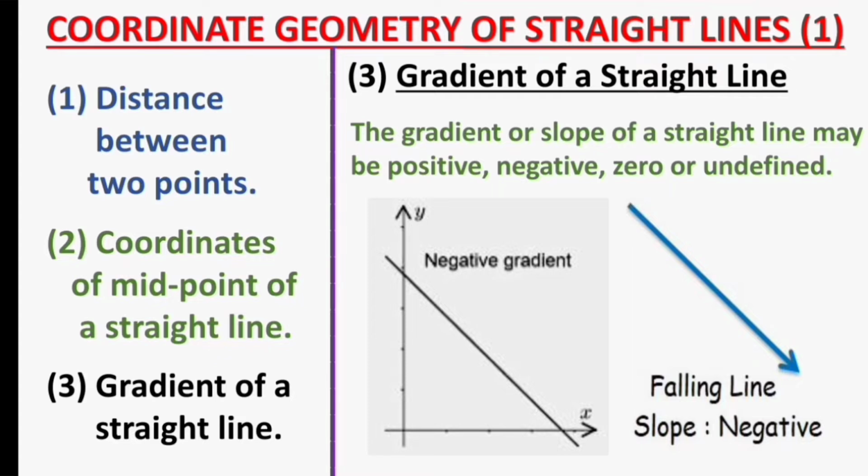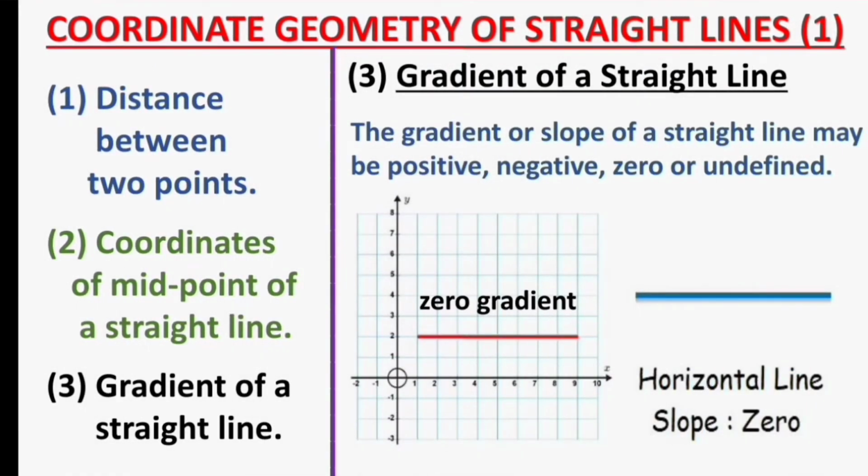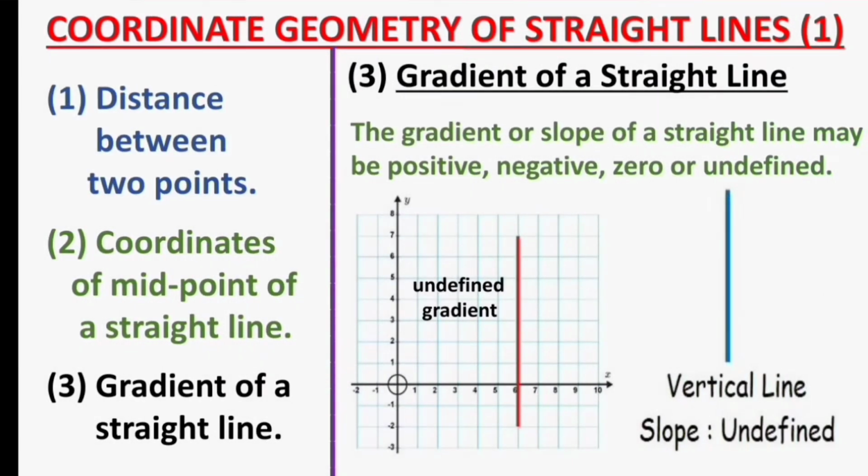Next, let's see how a zero gradient or slope looks like. From the Cartesian plane or graph, a horizontal line has a zero gradient or slope. Next, let's see how an undefined gradient or slope looks like. From the Cartesian plane or graph, a vertical line has an undefined gradient or slope. Please take note of all this information involving the gradient of a straight line.